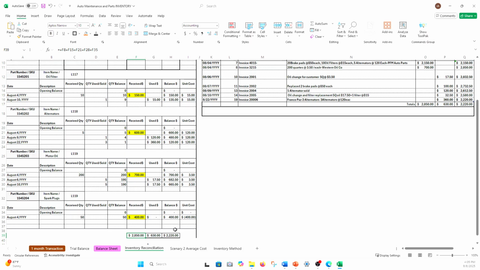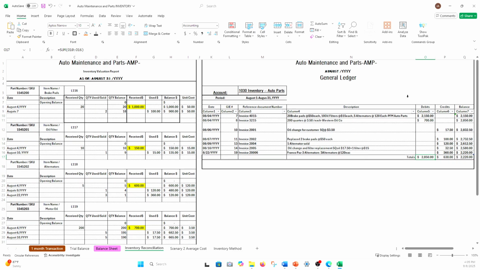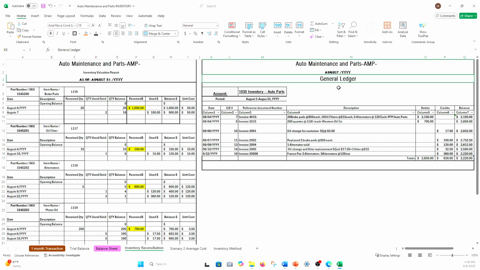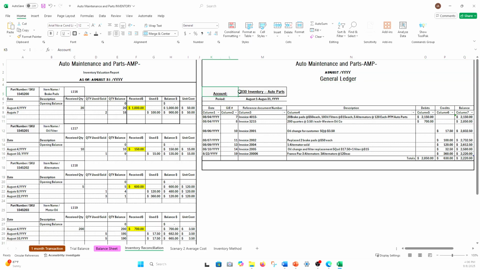Here we had 2,850 purchase, we had 2,850 purchase from our general ledger. This is what you need to reconcile, the general ledger. By the way, let me recap a little bit general ledger. We went through this one in my video number 3 in my accounting cycle course. So we need the account, which is the inventory of our parts, the period. In this case, we had to go through the full month. Okay, August 5th to August 31st.